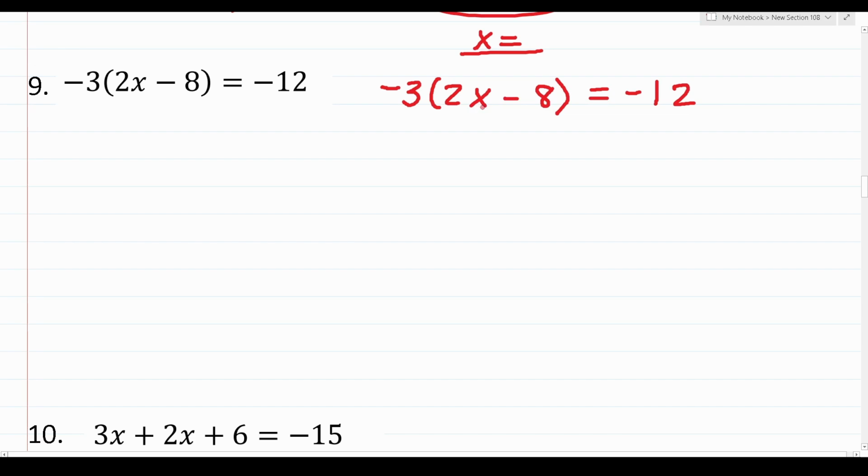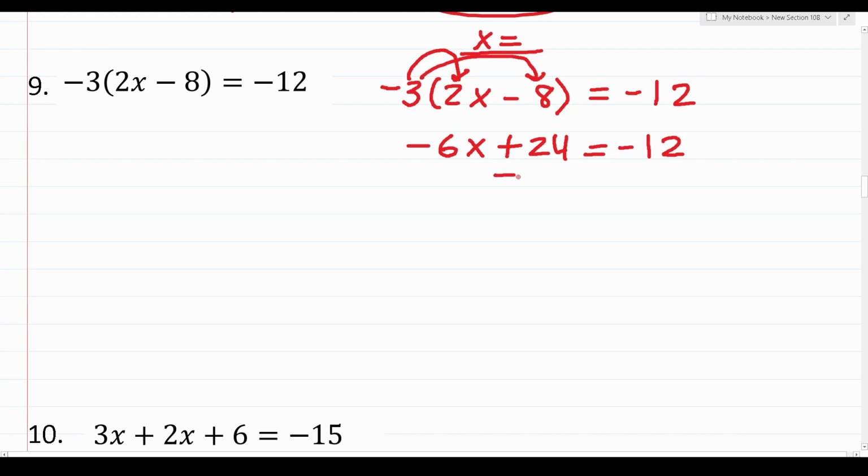And as we saw in the previous problem, we're going to get started by taking this negative 3 and distributing it here as well as here. Negative 3 times 2x is negative 6x. Negative 3 times negative 8. A negative times a negative is a positive. Therefore, negative 3 times negative 8 is positive 24. This equals negative 12. All right, so now we have something that's very easy to work with.